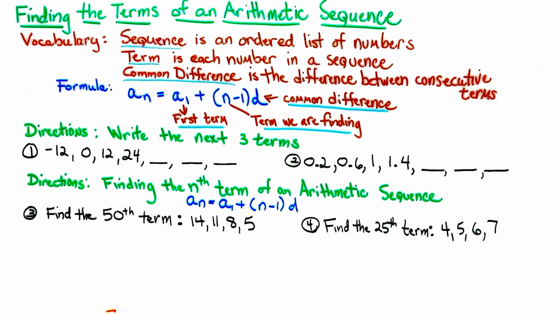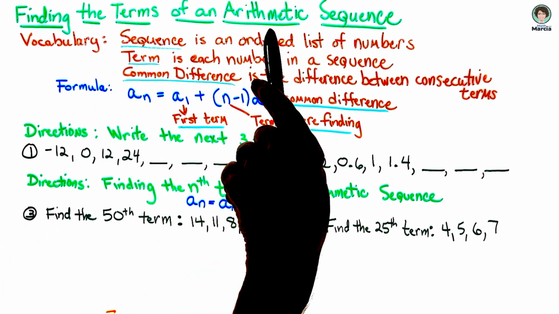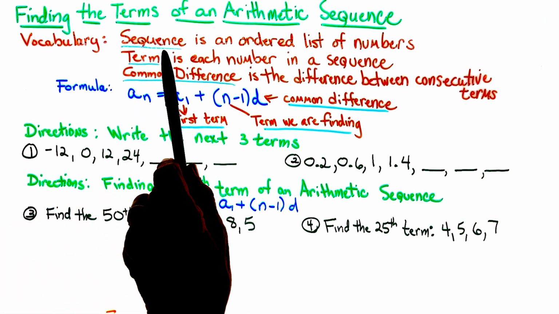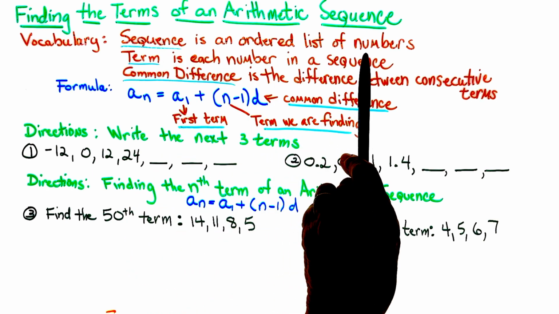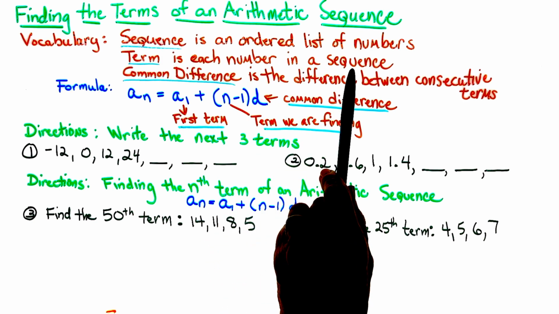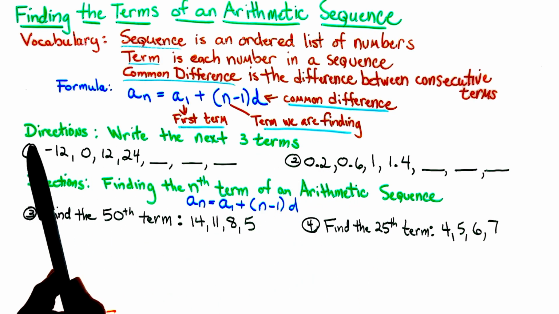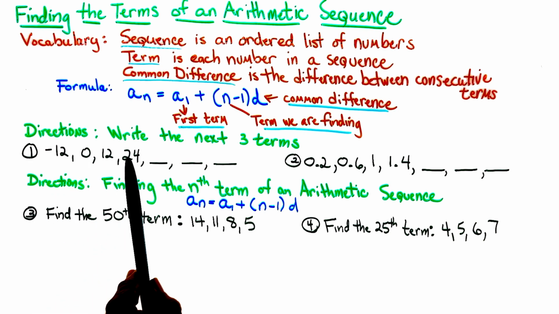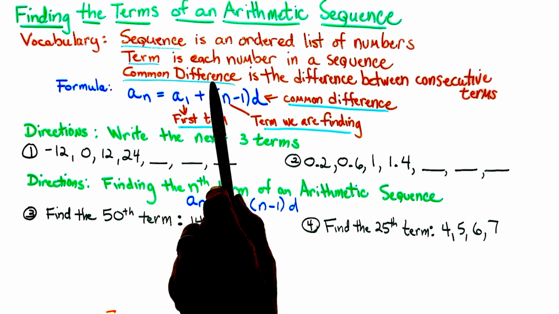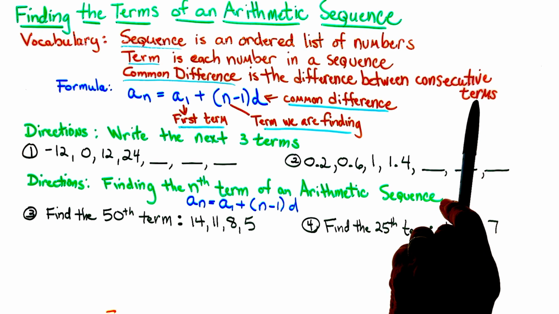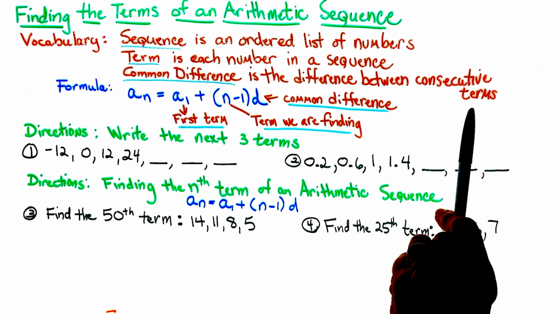For this lesson, we are going to be finding the terms of an arithmetic sequence. So let's go over some vocabulary because this is totally new. A sequence is an ordered list of numbers. A term is each number in the sequence. So as I'm looking down here, this is our sequence and each one of these numbers are terms. Now the common difference is the difference between consecutive terms.